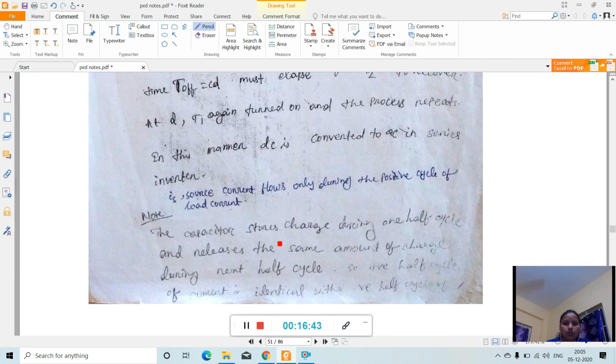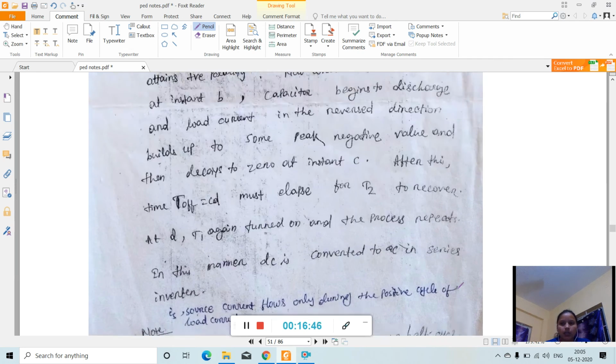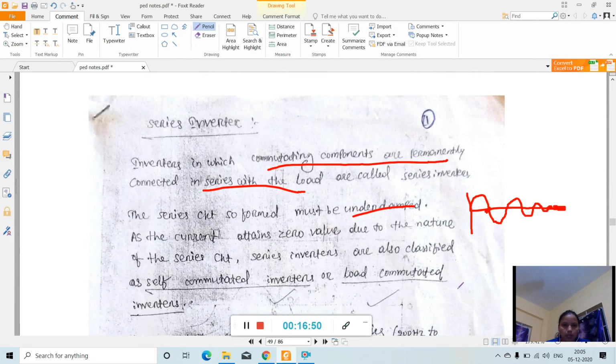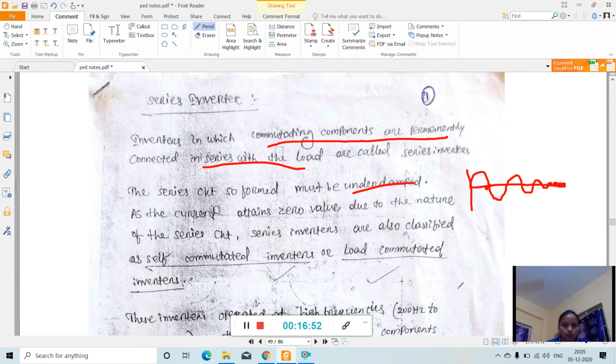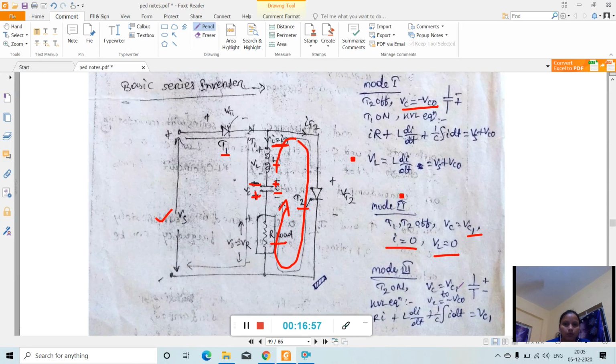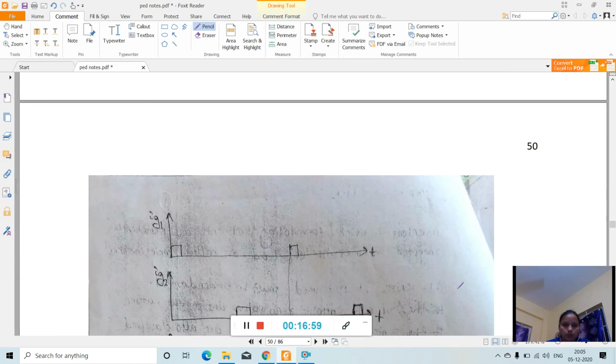Okay, so this is all about the series inverter circuit and working principle. So you go through the notes and make notes by your own.